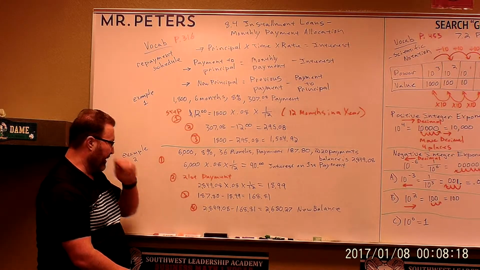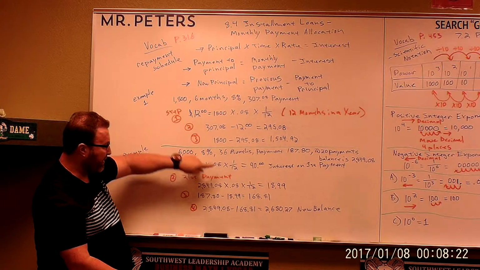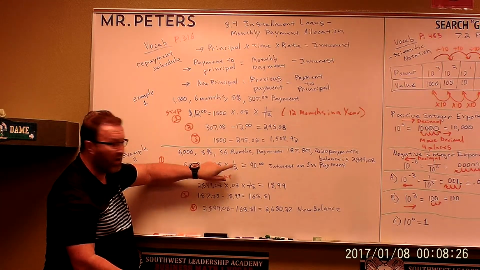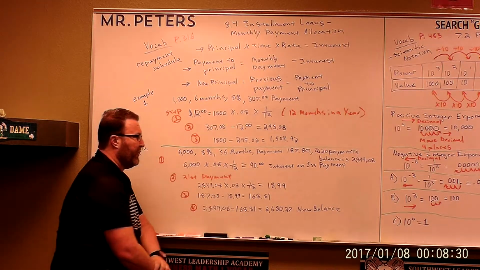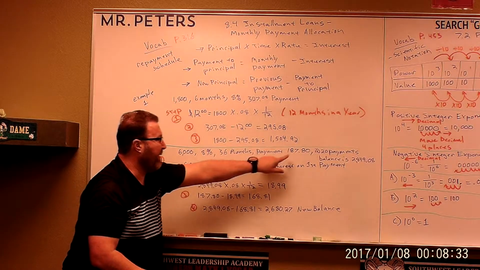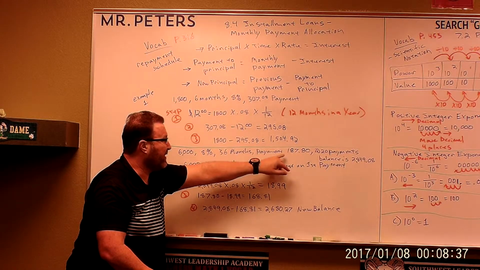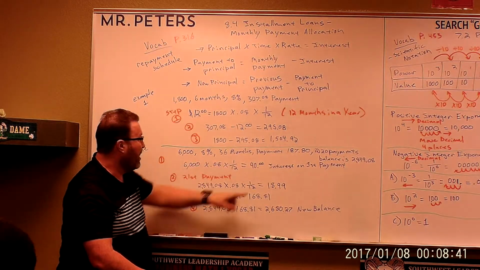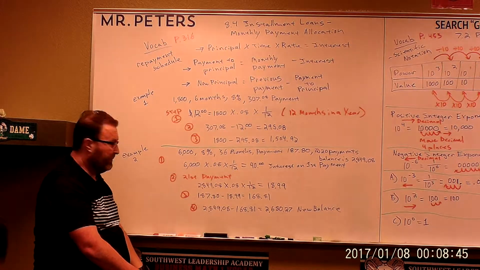Let's talk about this for a minute. On the calculator, it's 6,000 times 0.08 times 1 divided by 12. That's all a fraction is, right? Division. So $40 is the interest. Now we take this $40 and subtract it from the $187.80. That's $147.80 lowering the principal. We subtract that amount from the 6,000, and that is our new balance.